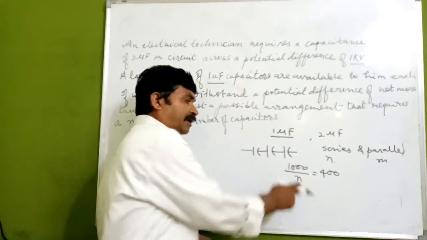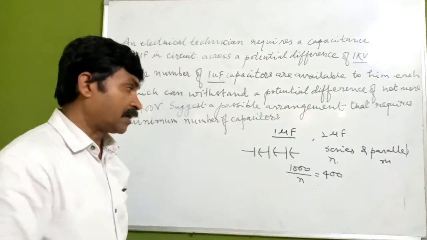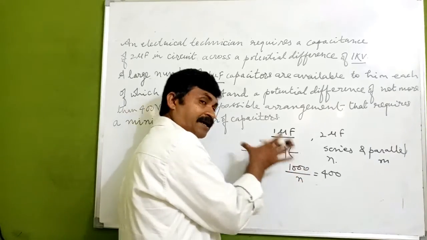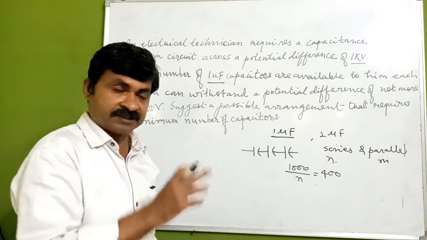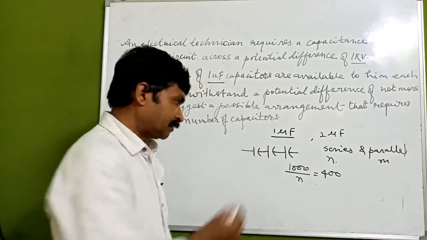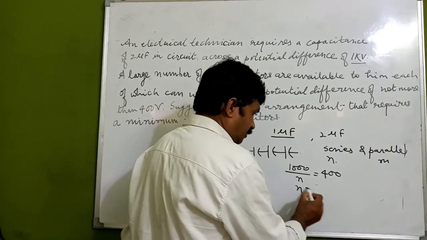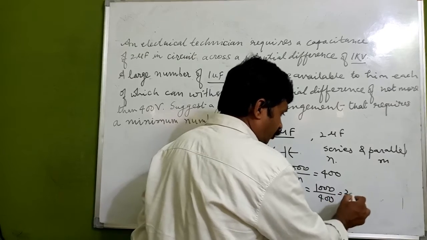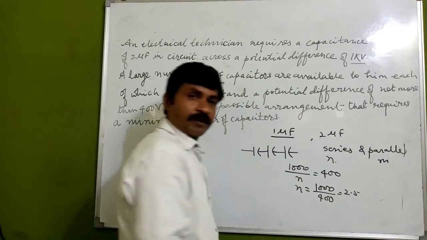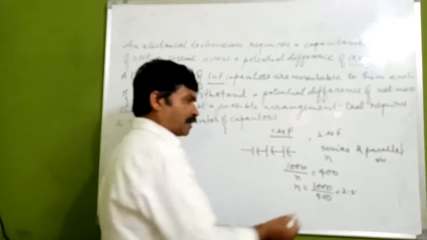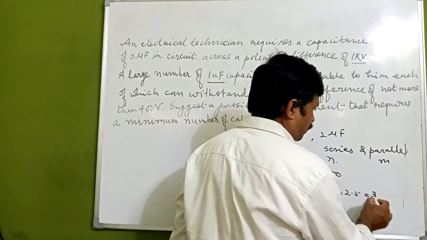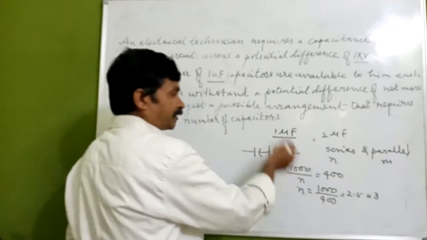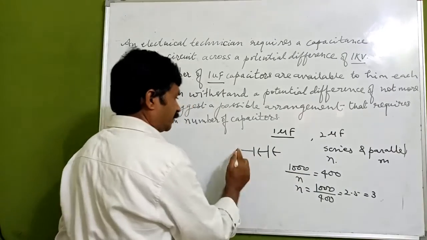Similarly, if we are taking n number of capacitors and 1000 volt is applied across the series combination, so how much we are going to have, that we see here. n is equal to 1000 upon 400, it is going to be 2.5. Means approximately we can say 3 capacitances we can connect in series.